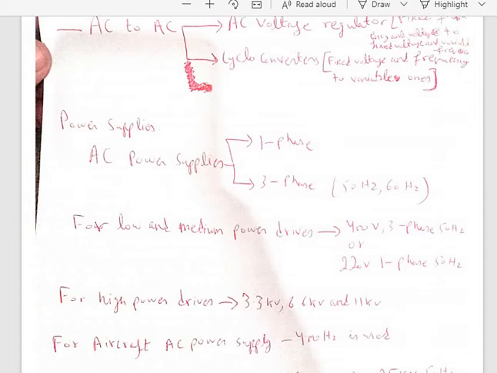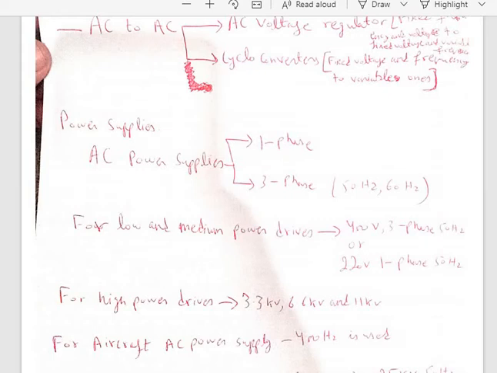Now for high power drives, we use 3.3 kV, 6.6 kV and 11 kV. We will not be discussing much of the higher power drives because they are very complicated. So we will only limit ourselves in this course to low and medium power drives, right?